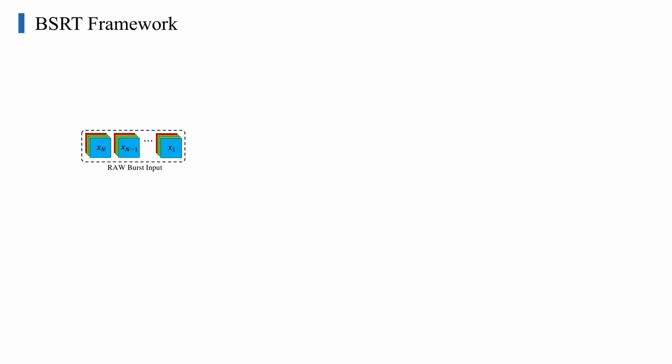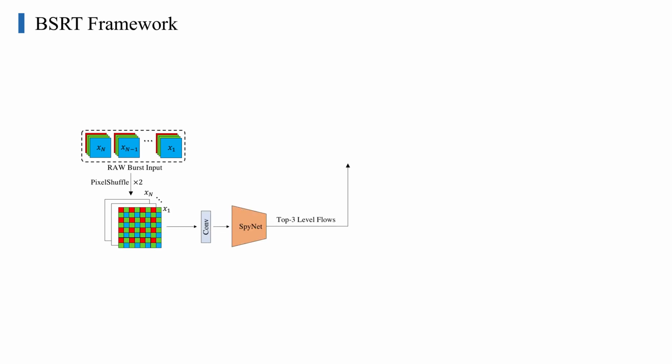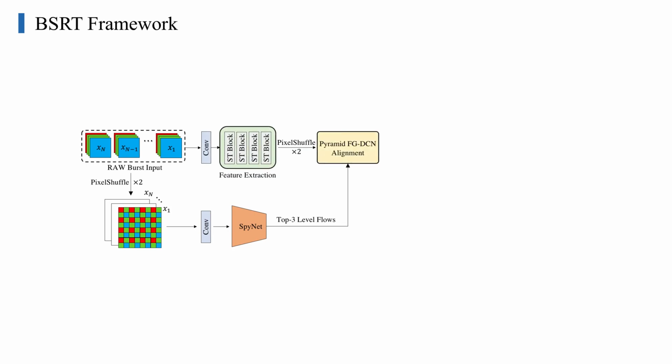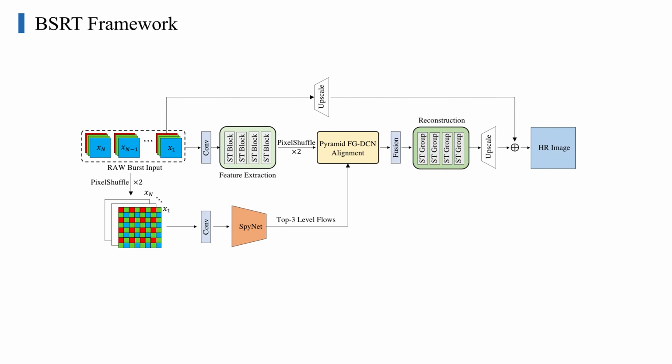Our framework inputs a sequence of raw images and outputs a high-quality RGB image. Specifically, given a set of raw burst inputs, we first upscale all frames to one-channel RGB format using pixel shuffle. Then these frames are sent to SpyNet to obtain multi-scale flows between each frame and the reference frame. Meanwhile, we extract features from the original raw inputs and upscale them before alignment so that we can combine the pre-calculated flows with DCNs on multi-scale features in the Pyramid FG-DCN alignment module. After that, we fuse these aligned features by a conv layer and restore the final HR image through several Swin transformer groups. Each Swin transformer group consists of several Swin transformer blocks and a conv layer.